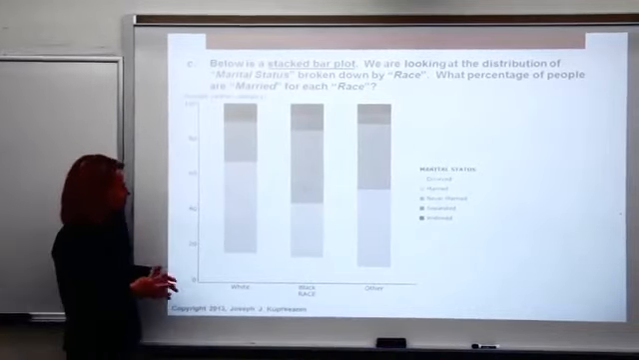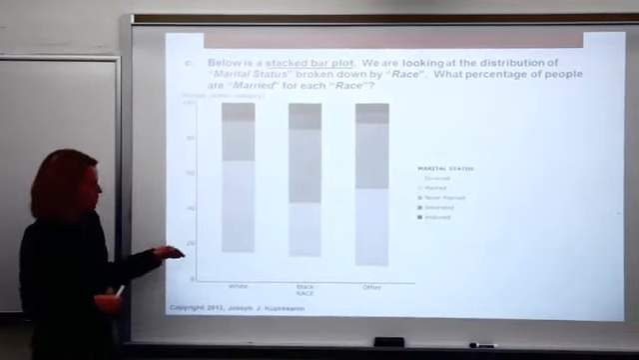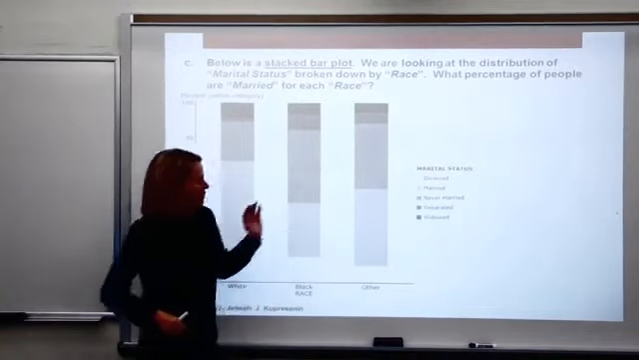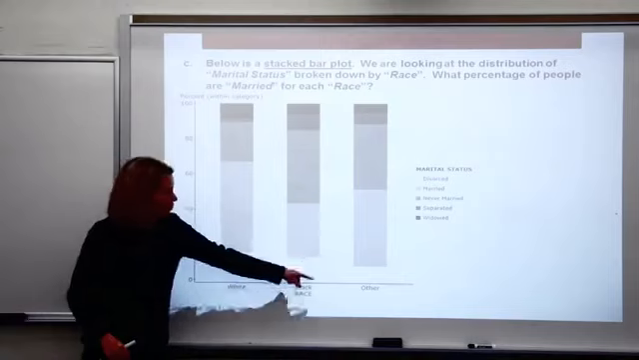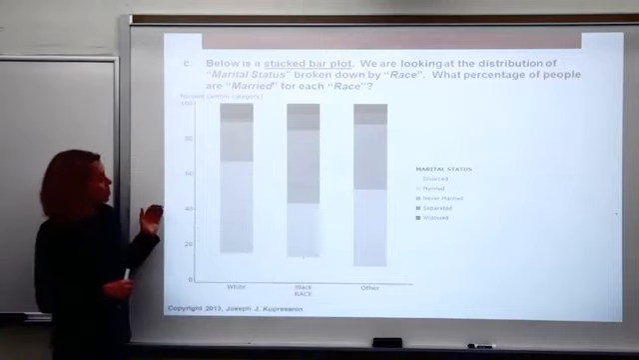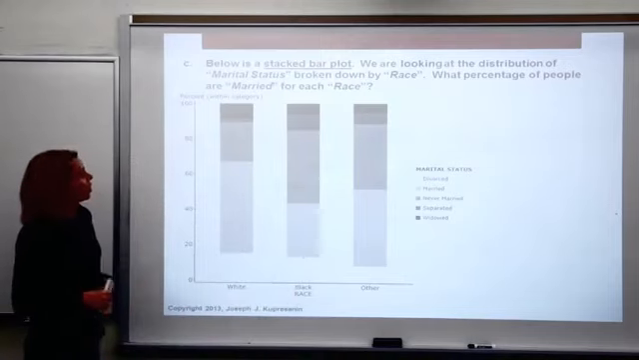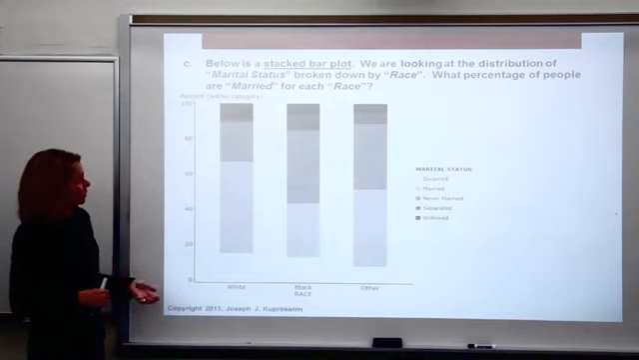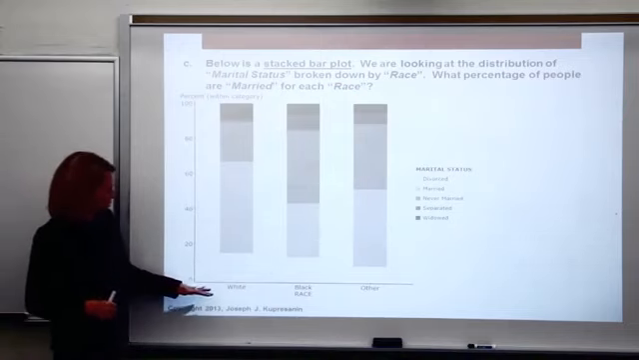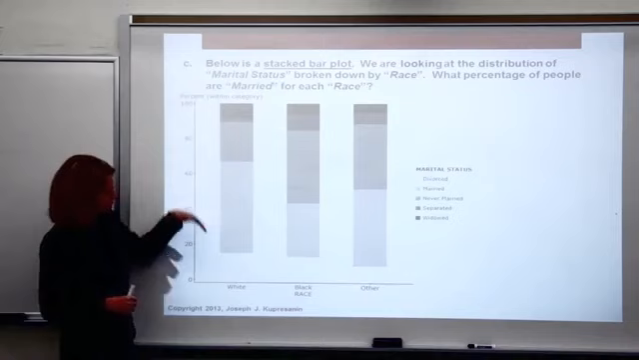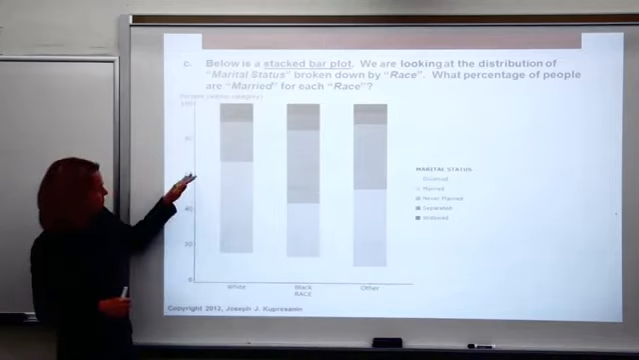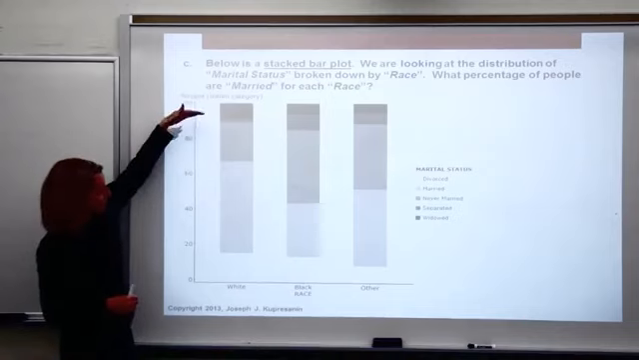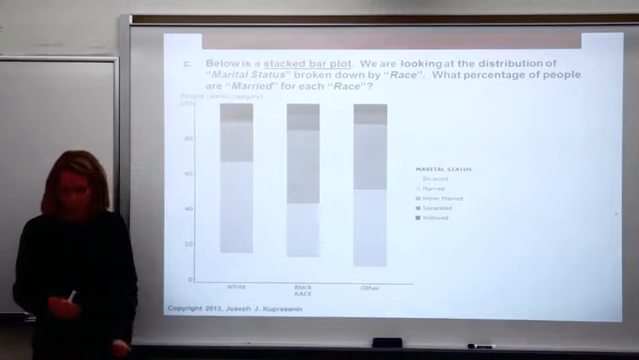Okay, this is another bar chart. We're still looking at marital status, but this time we've introduced a second categorical variable, which is race. So this is called a stacked bar chart. We're looking at the distribution of marital status broken down by race. So within each race group, we see what percentage were divorced, what percentage were married, never married, separated, and widowed.